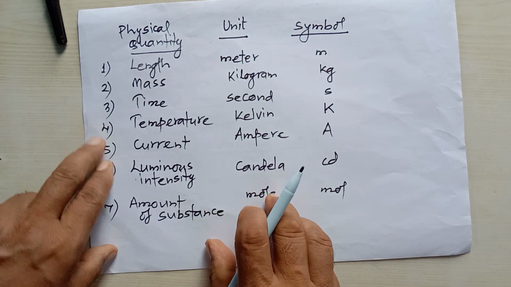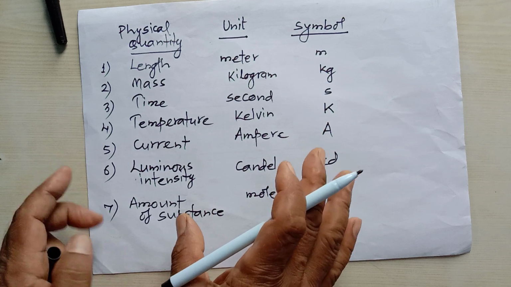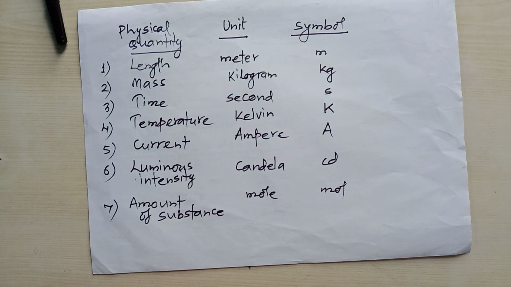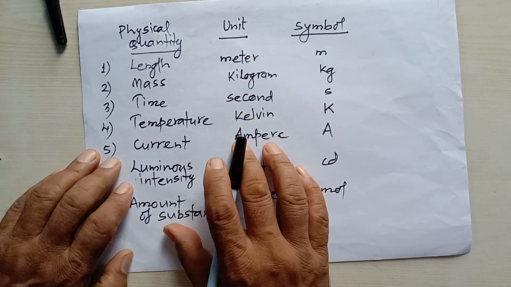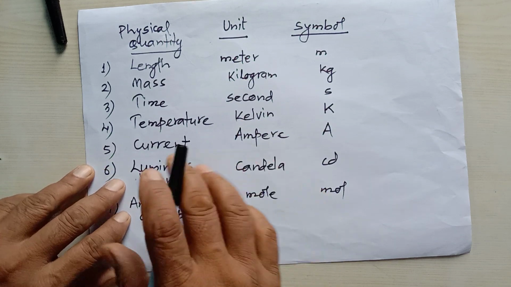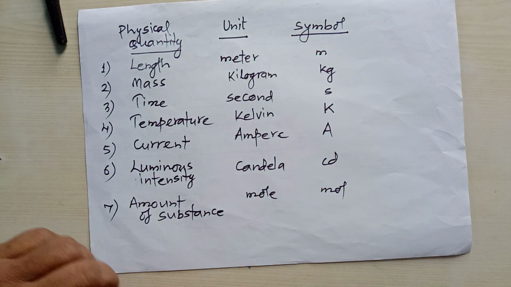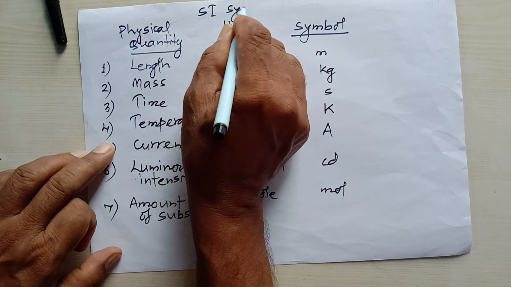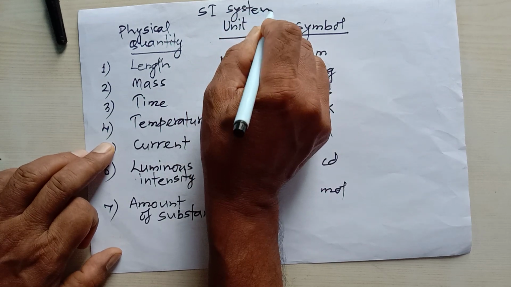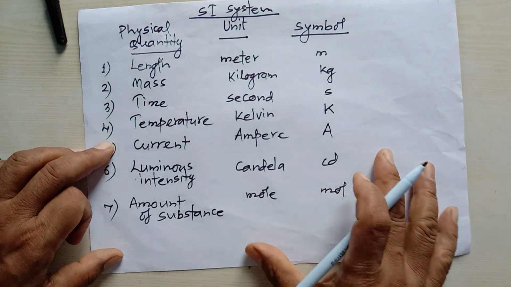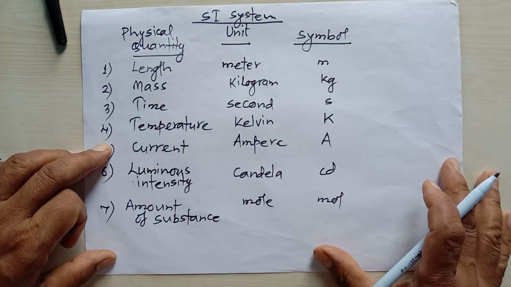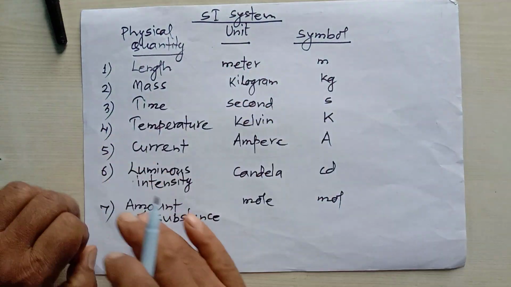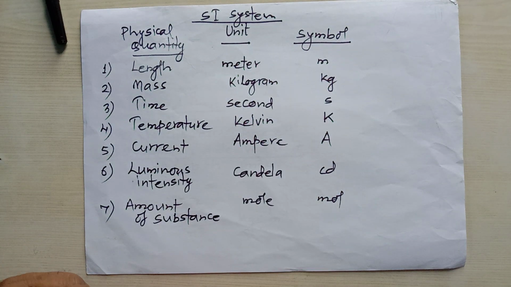What I wrote just now are the seven fundamental units according to the SI system. We have to remember the SI system, which is used all over the world. And we are going to use this in each and every chapter of science. That's why we have to remember this, and this is very important.